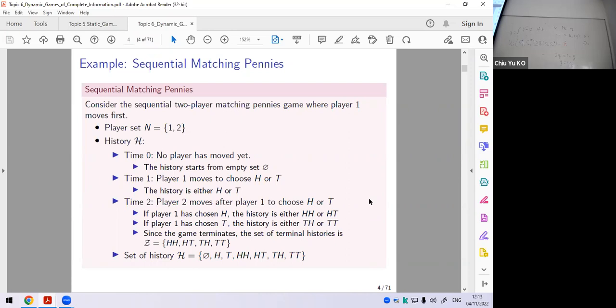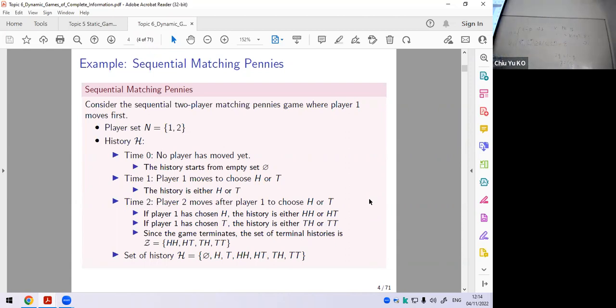So that's this history. And at time 2, it's going to choose head or tail. So it's either head-head, head-tail, tail-head, or tail-tail. So the history can be like this. It's a terminal history because after that there's no more game. So this is the set of histories.